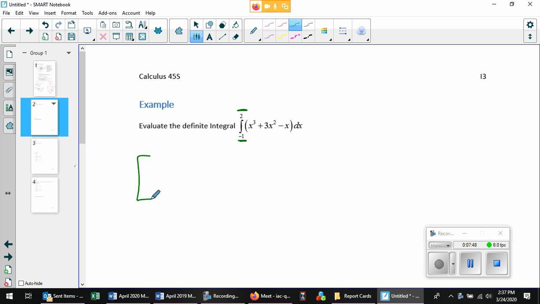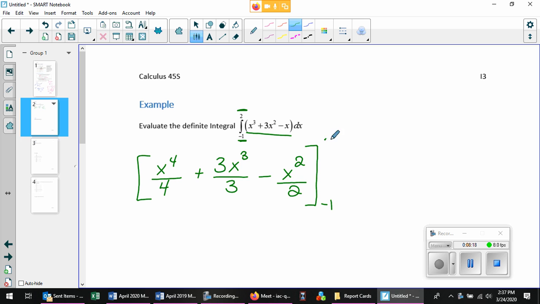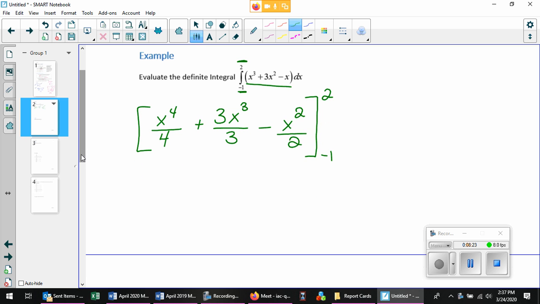So antiderive this. Going back to the original, that'll be x to the 4 over 4, and then plus 3x cubed over 3. Oh, that's supposed to be a minus x squared over 2. Square brackets have to be square brackets. -1 on the bottom, +2 on top. So now that's step one. Step one is always to find the antiderivative and put it in those square brackets.